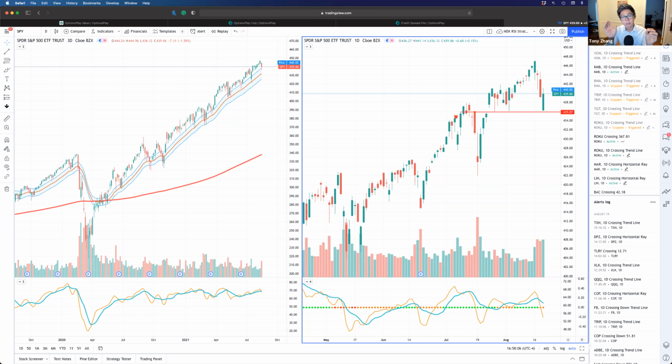Now, if you have signals on multiple time frames, that's a different story. If, let's say, you have a buy signal on a weekly chart and you have a buy signal on a daily chart, that does increase, in my opinion, the validity of the signal. But just having multiple indicators on the same time frame does not add anything to it.